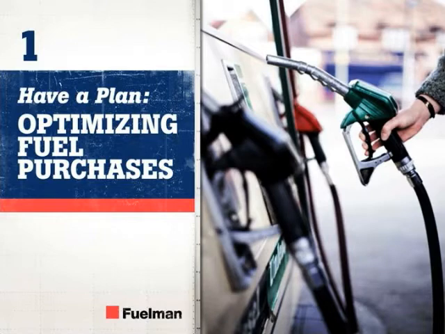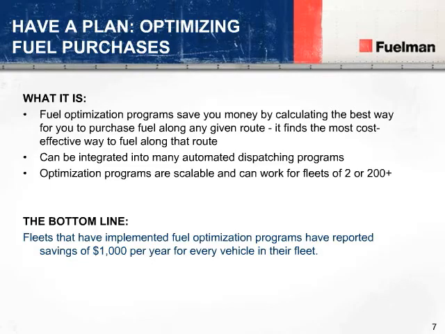Basically, fuel optimization programs save you money by calculating the best way for you to purchase fuel along any given route. It does this by analyzing factors like the amount of fuel left in your tank at any point along the route, the price of the fuel at the locations along the route that you're traveling, and the best places to purchase your fuel based on all those things. Different optimization programs can analyze different factors to come up with the data, but the outcome is essentially the same. It finds the most cost-effective way to fuel all along the route.